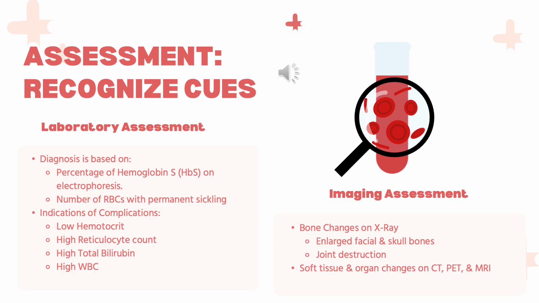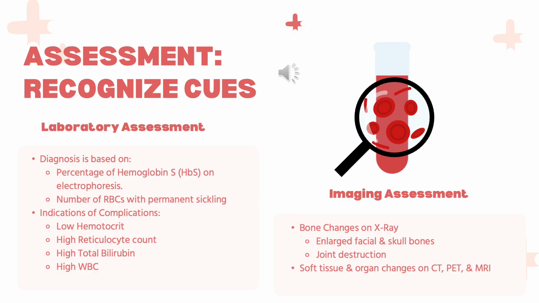As far as our imaging assessment goes, imaging studies really help us identify the structural changes that are caused by chronic hypoxia and ischemia. So our x-rays may reveal bone changes, including things like joint necrosis and destruction, as well as the characteristic crew cut appearance in the skull due to bone marrow hyperactivity. So we start to see enlarged facial and skull bones.